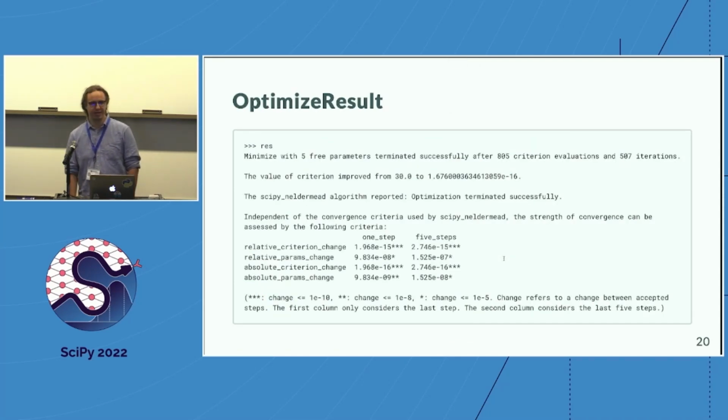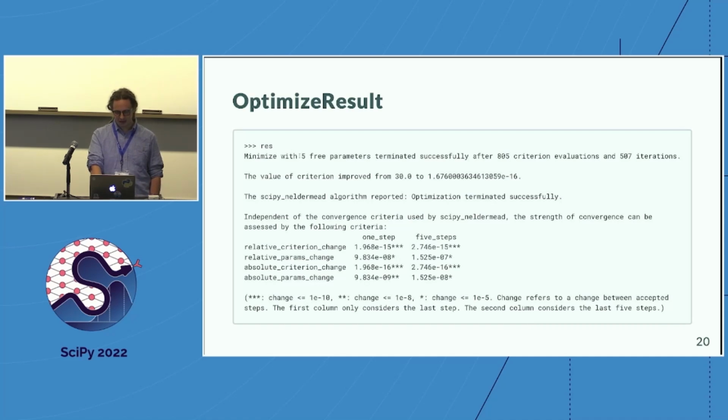If you run optimization, you get an optimized result. This is the string representation, so you get this if you print it or if you look at it in a terminal. The first line tells you a bit of a summary of the problem that has been solved and how many iterations were needed to solve it.